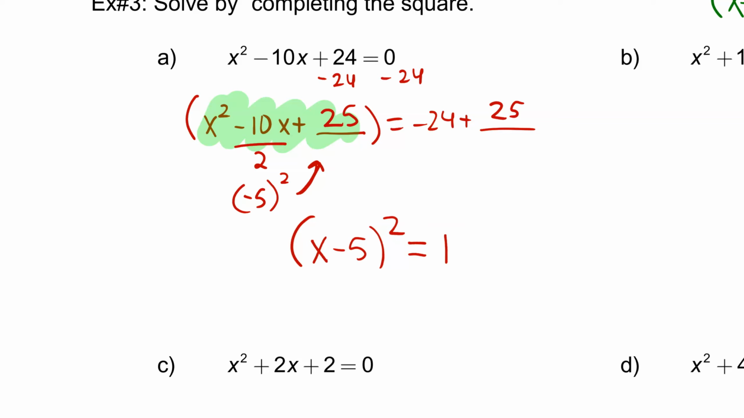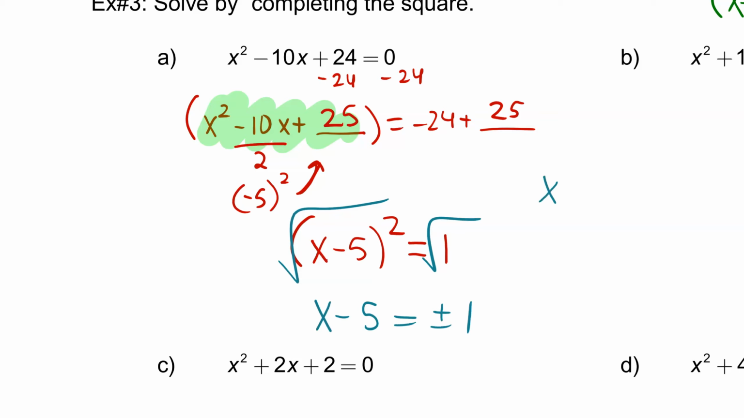So we have to solve using completing the square. Now that I have this, it's just like what we were doing in the previous example. I have x minus 5 squared equals a number. How do I get x by itself? I need to square root both sides. So I have x minus 5 equals plus or minus 1.